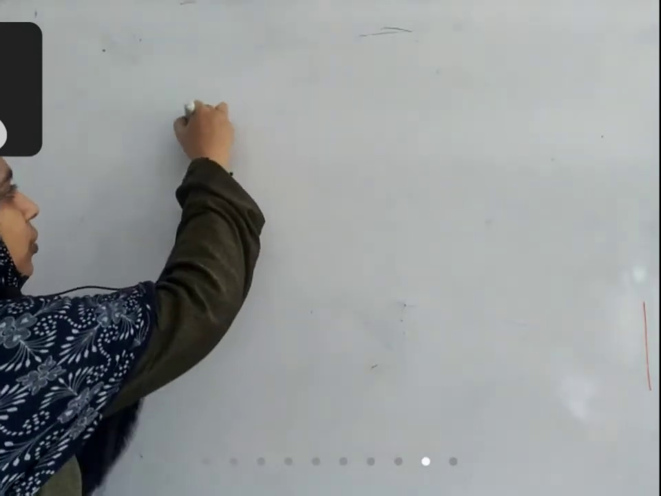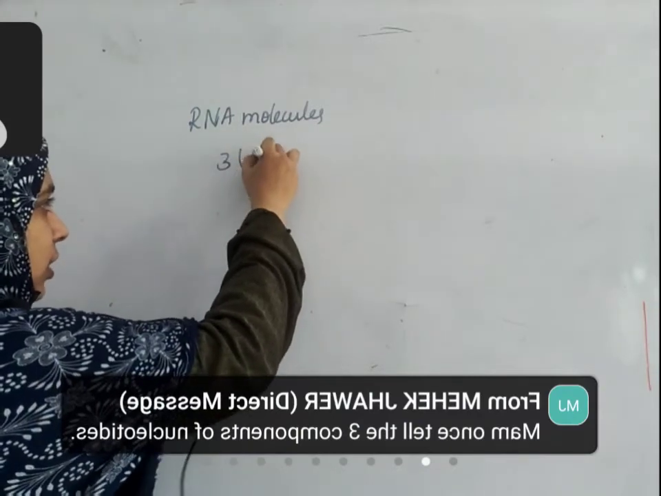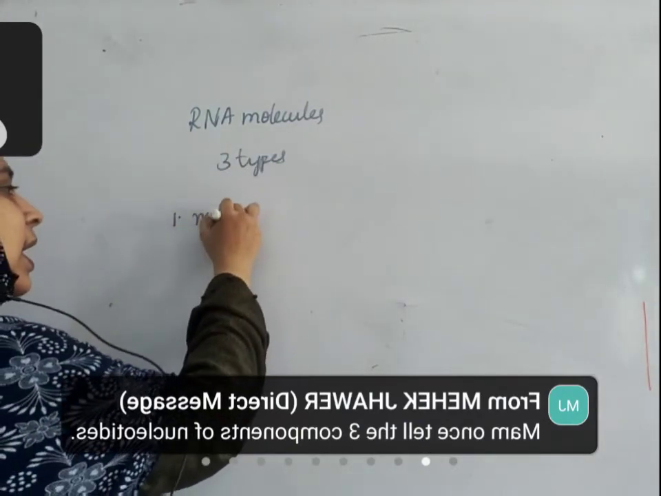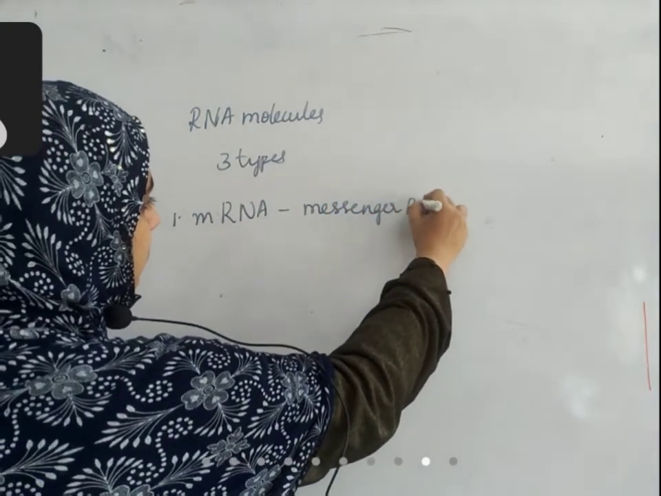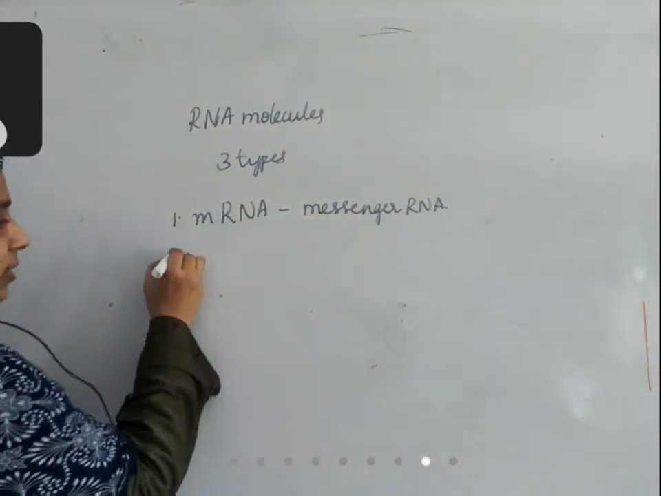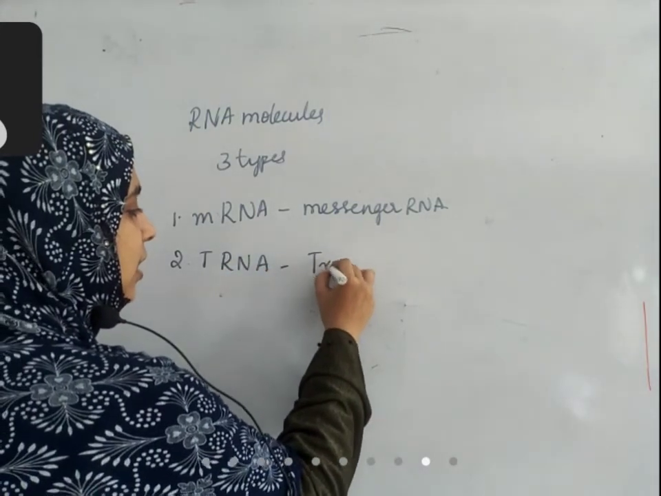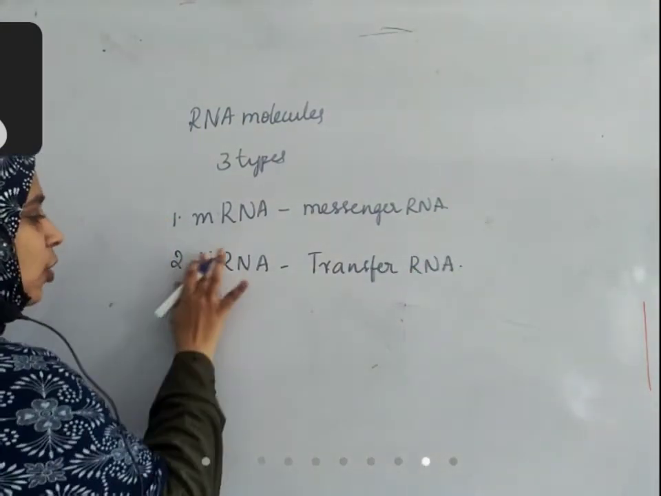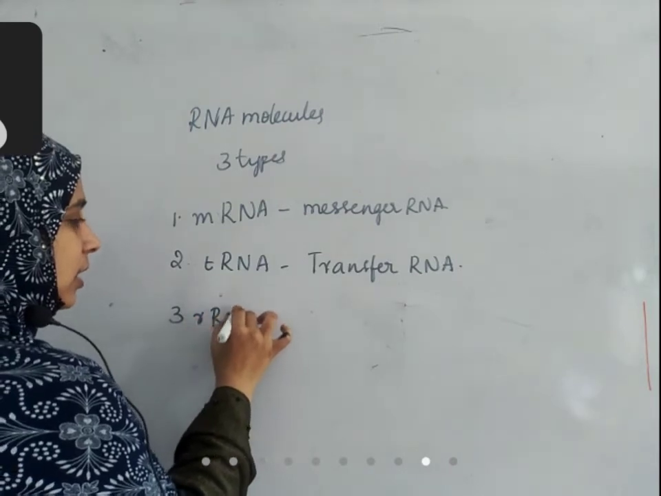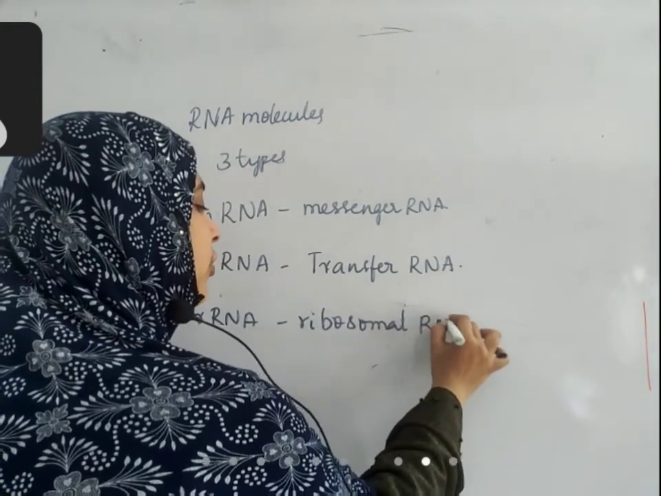Now, RNA molecules are of three types. Three types of RNA molecules are there. First one is mRNA, nothing but messenger RNA. Second one is tRNA, which is nothing but transfer RNA. Third one is rRNA, nothing but ribosomal RNA. What is the function of RNA?